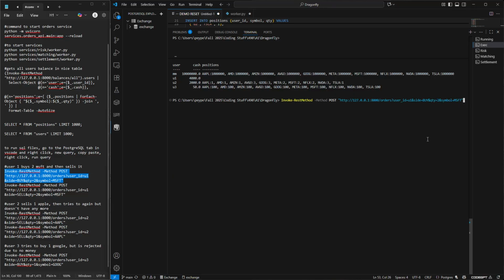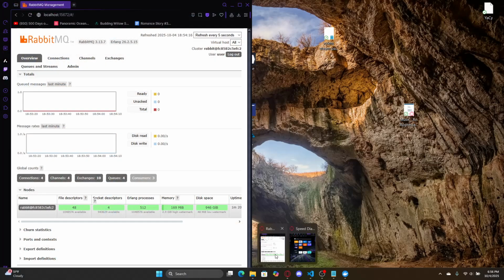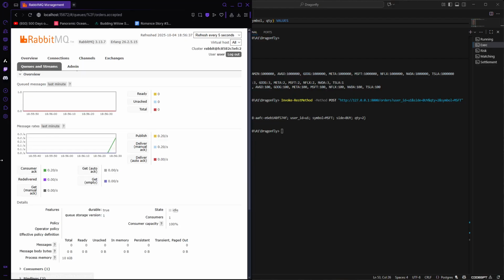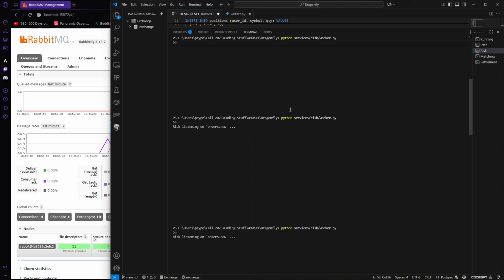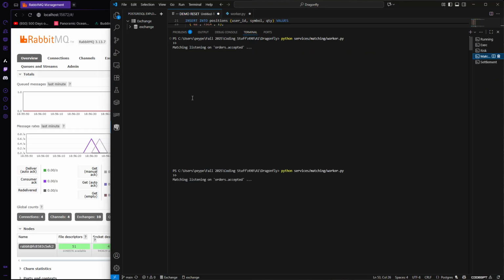So if we run that, if we look at our database, we should be able to see queues, orders accepted. We had a spike there because it took in the message and it accepted the order. There's the spike right there. And if we go to risk, you can see that risk accepted the order, Microsoft to buy, user ID.